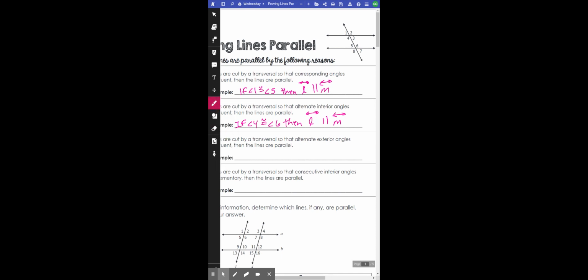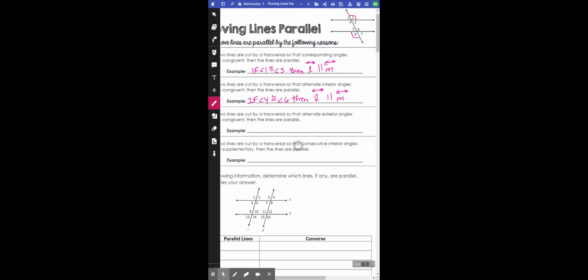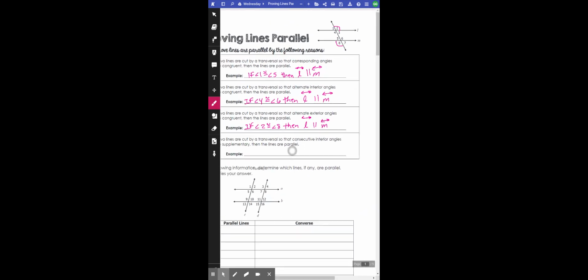If you're looking at alternate exterior angles, let's look at angle 2 and angle 8. If angle 2 is congruent to angle 8, then we can say that line L is parallel to line M. Then lastly, but not least, we look at angle 3 and angle 6. Those two are your consecutive interior angles. So if angle 3 plus angle 6 equals 180 degrees, then we can safely say that line L is parallel to line M.